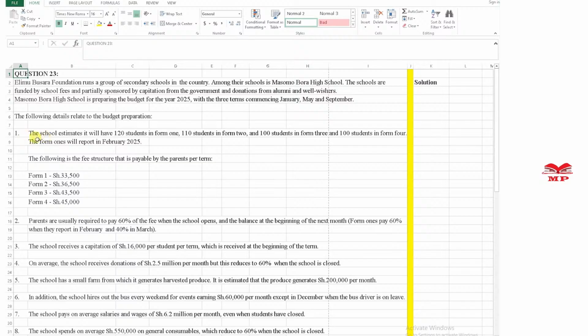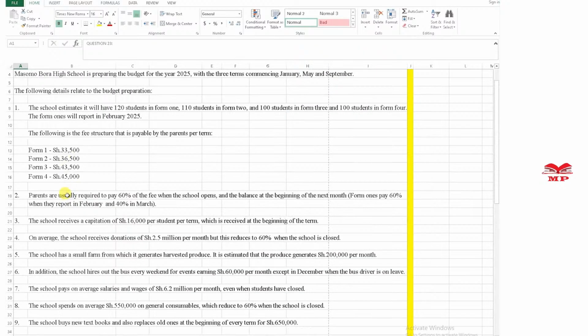Number 1, the school estimates it will have 120 students in Form 1, 110 students in Form 2, 100 students in Form 3, and 100 students in Form 4. The Form 1s will report in February 2025. The following is the fee structure that is payable by the parents per term. Form 1, 33,500. Form 2, 36,500. Form 3, 43,500. Form 4, 45,000.